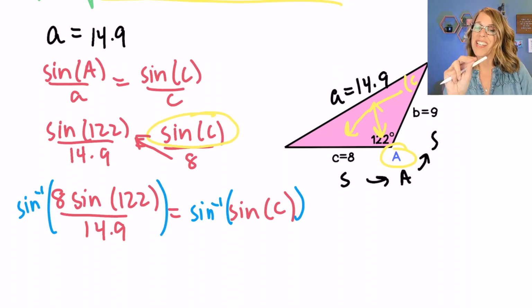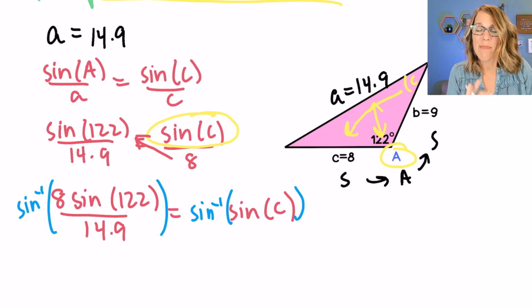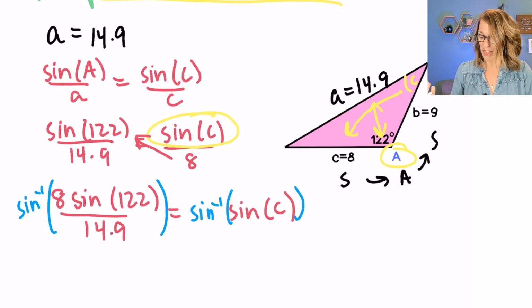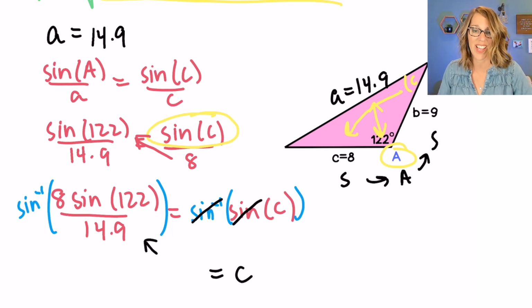Now those two sine inverses on the right-hand side are going to cancel each other out, and I know that I'm good to get my angle measure C as long as it's an acute angle. That's all that sine inverse can give me, less than 90, and it is, so I'm going to be great. So this is going to give me angle C. I just need to put all of that into the calculator.